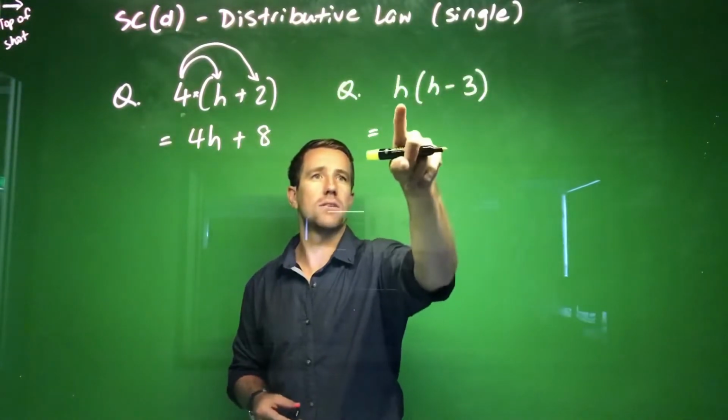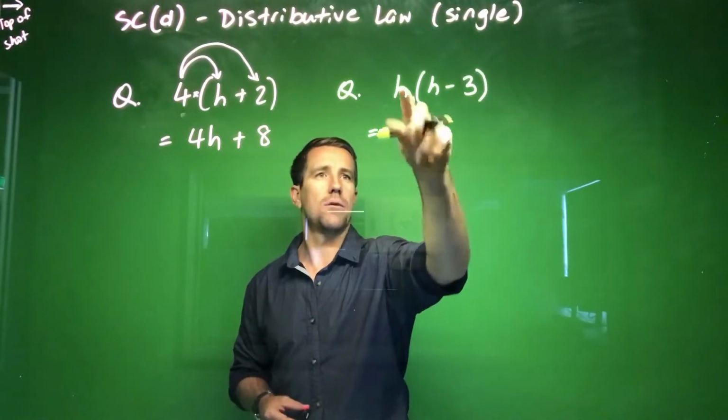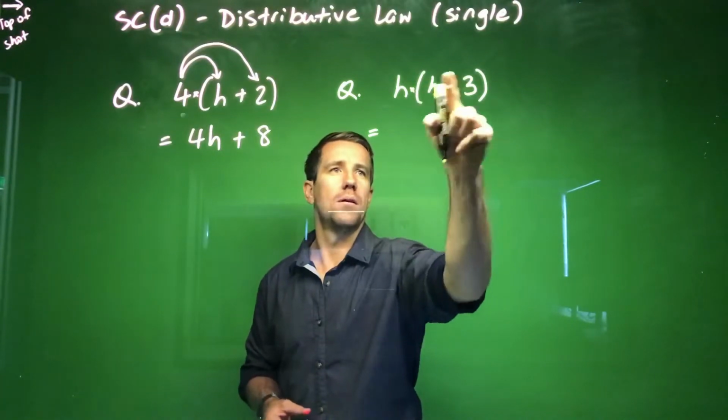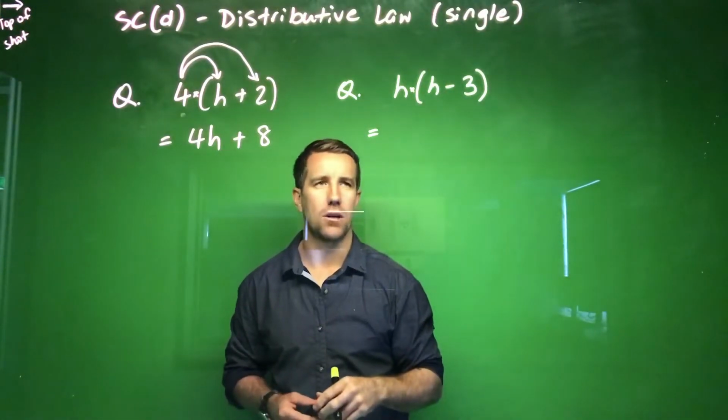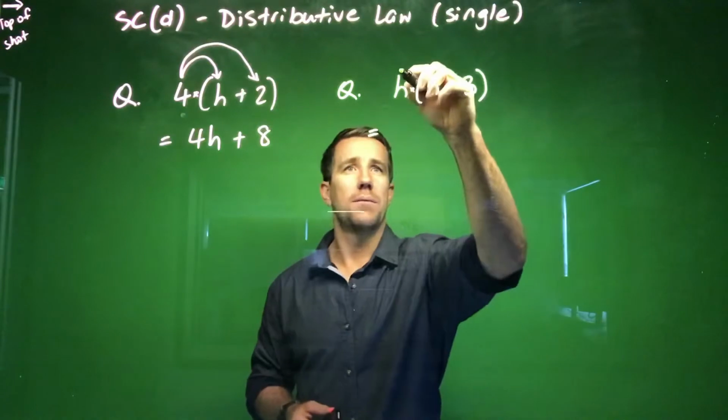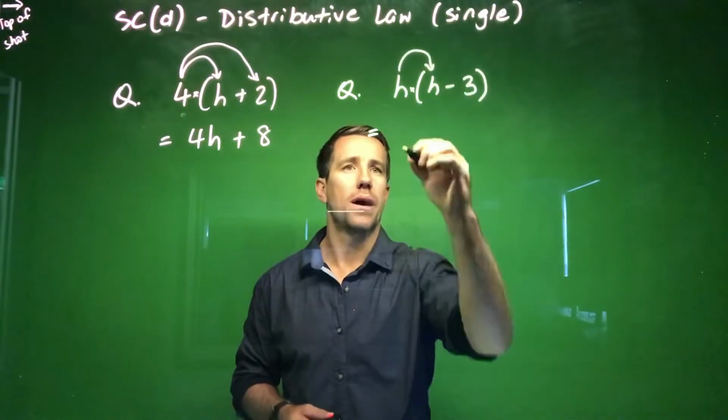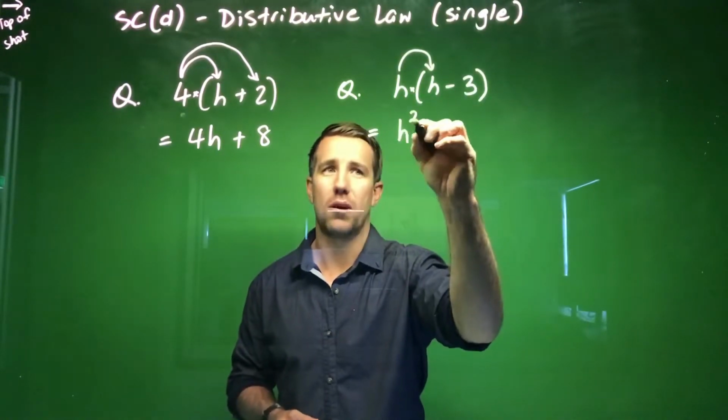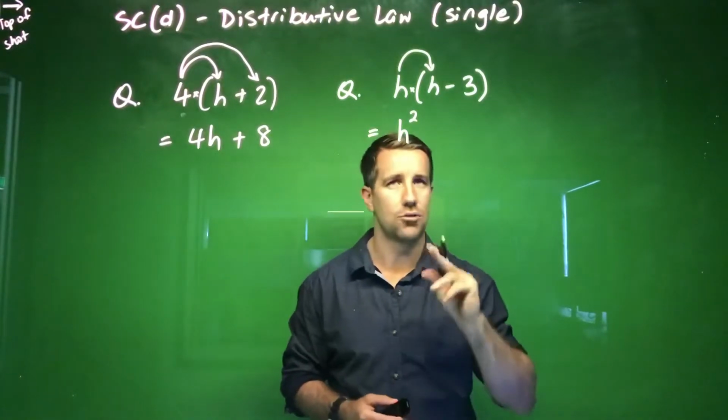Alright, next one is looking at H on the outside. We want to multiply that by H subtract 3 on the inside of our brackets here. So again, we take the first term, multiply it by the H to get H multiplied by itself twice, gets us H squared, not 2H.